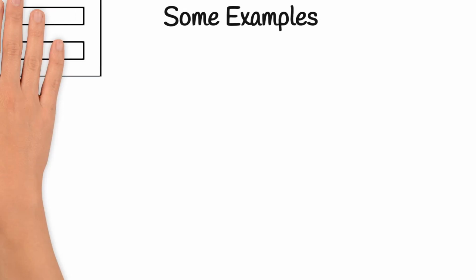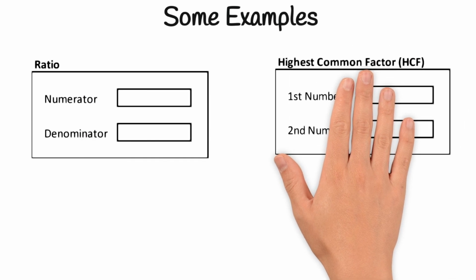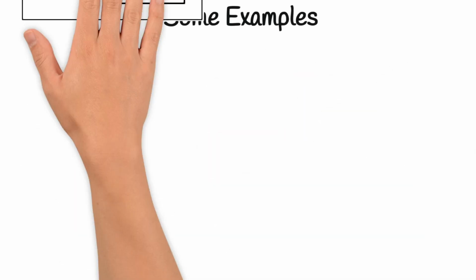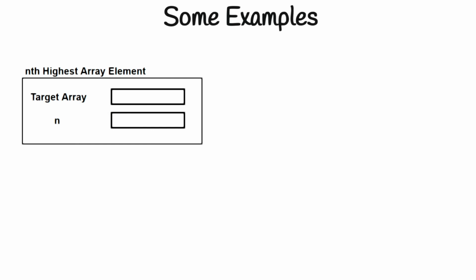Here we see representations of a ratio and a highest common factor. It's pretty obvious what you need in order to fully specify each of them. Now let's look at something a little more interesting. Suppose we're interested in the nth largest value of an array of numbers. Here we need to specify the array of numbers as well as n. How might we specify those parameters? Perhaps the array is already known and can be hard-coded, like this.